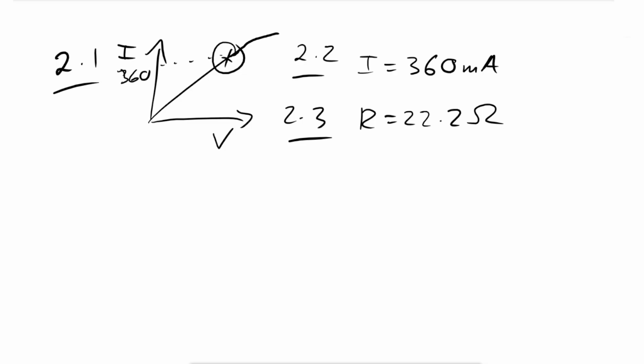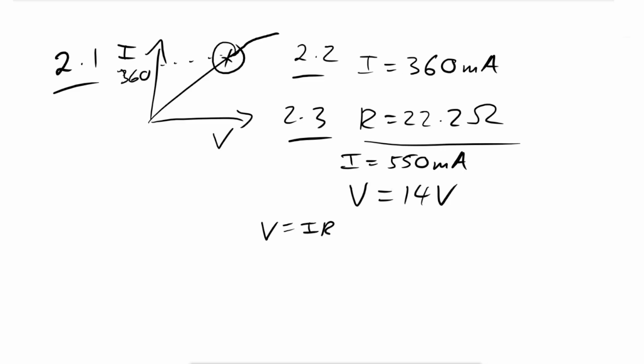2.3, when it's behaving itself, it has a resistance of 22.2 ohms. Determine the percentage increase in the resistance of R to its value when the current is 550 milliamps. Okay, so when current is 550 milliamps, times 10 to the minus 3 amps, I think that the voltage is bang on 14, and we know V equals IR, therefore R is V over I. That is 14 over, well, it has to be in amps, 0.55. That gives us, to 3 sig figs, 25.5 ohms.